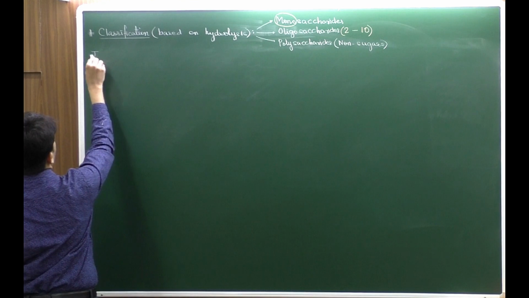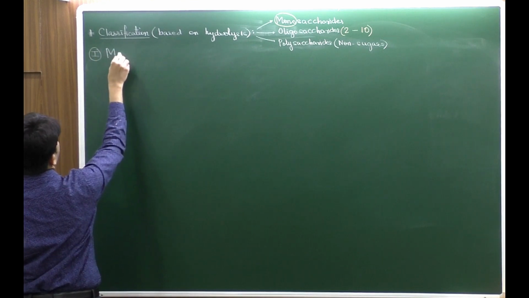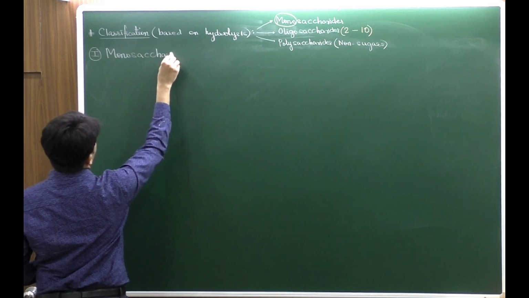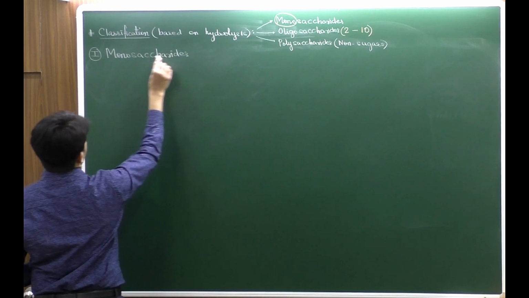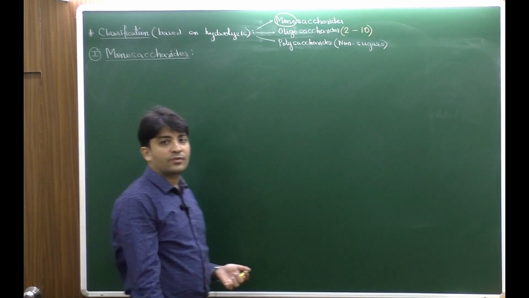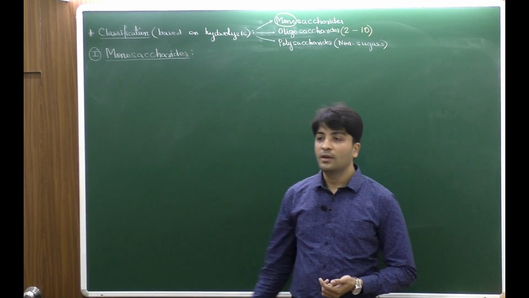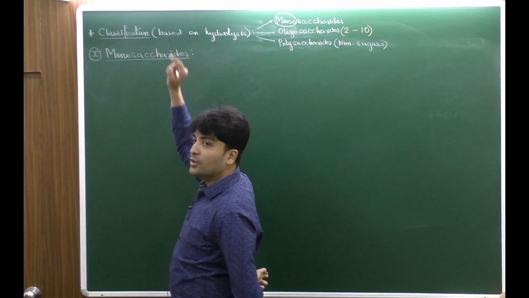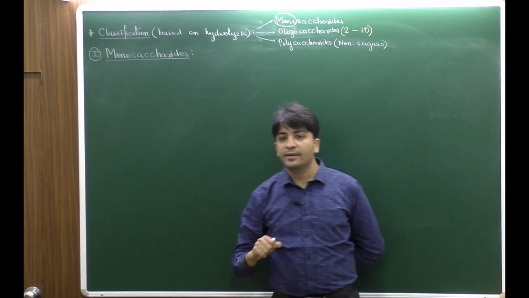The first part of that is monosaccharides. Once again, monosaccharides are those carbohydrates which do not break down, or which are the simplest unit of carbohydrates, not able to hydrolyze further. Okay? Now, with reference to the new definition, what are carbohydrates?